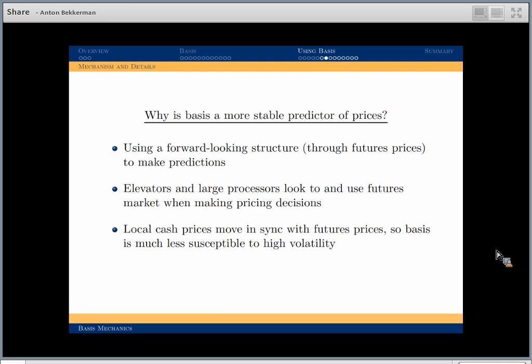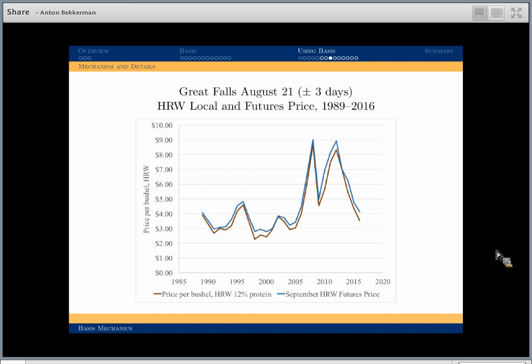Okay, so that's the underlying reason for why basis is so stable: futures and local prices move together, because elevators and processors look to futures markets and then translate that information into local prices at which they contract with producers. So you, as a producer, knowing something about how elevators and processors make their pricing decisions is ultimately going to help you better understand when and how to market your product, as well as better understand how to make price predictions in the future.